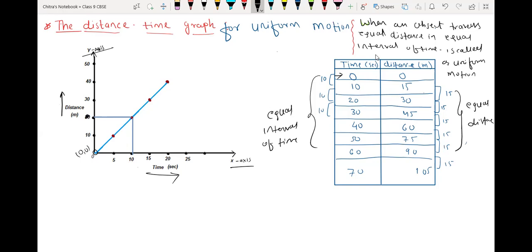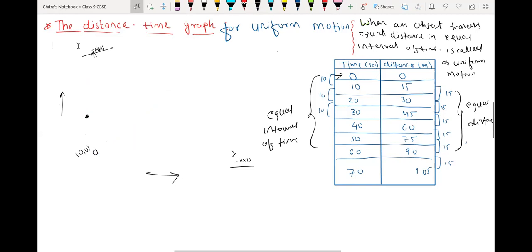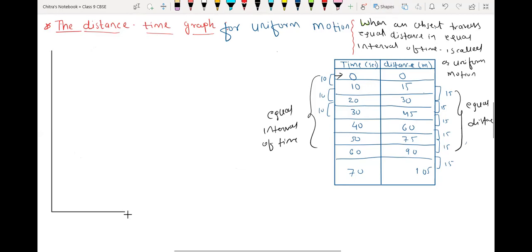Let me draw another graph. We are not taking that one. Let me erase that graph. Okay, so the graph here.